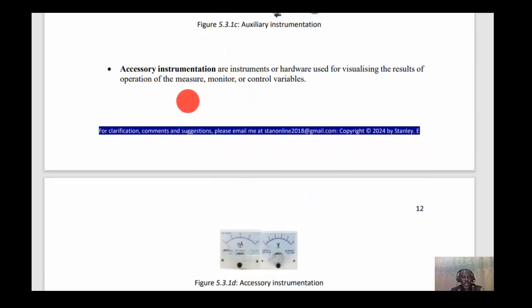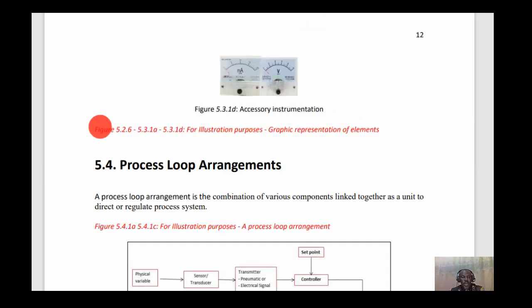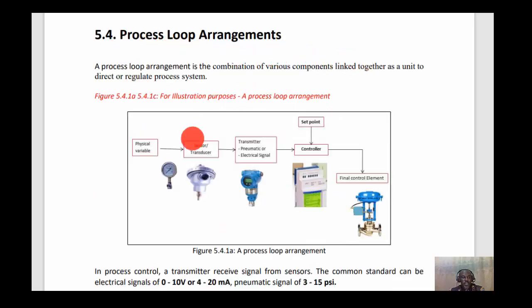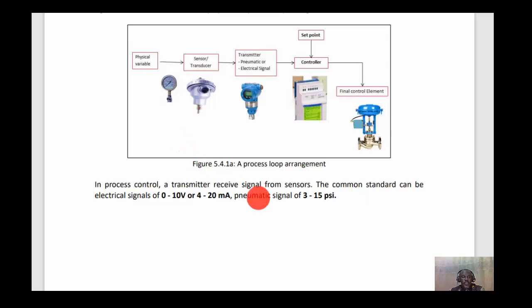Accessory instrumentation. Accessory instrumentation are instruments or hardware used for visualizing the result of operation of the measure, monitor, or control variables. However, the figures displayed above are for illustration purpose, and they are just for graphic representation of the elements as defined. Next, we are looking at process loop arrangement. A process loop arrangement is the combination of various components linked together as a unit to direct or regulate process system. The figure herein is an illustration of a process loop arrangement.